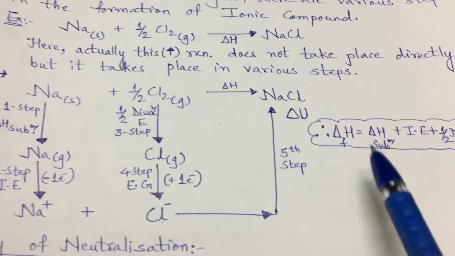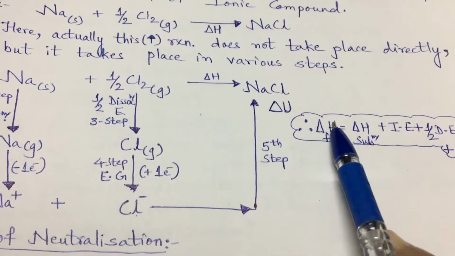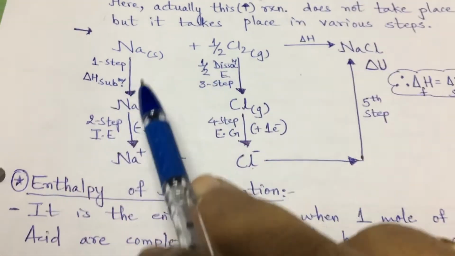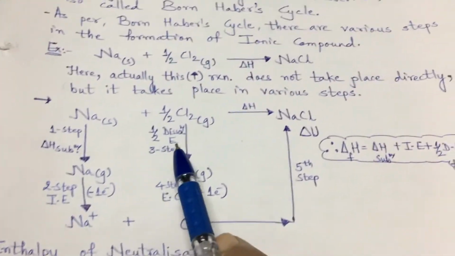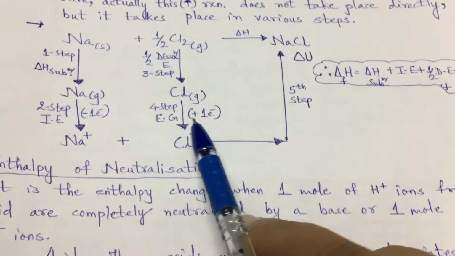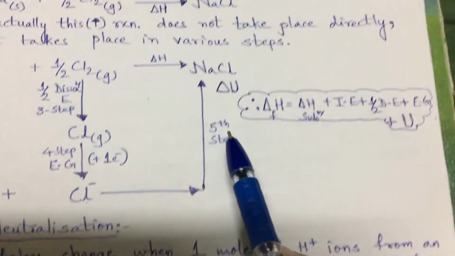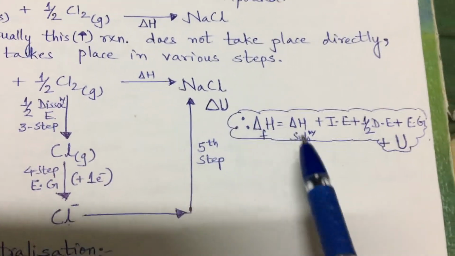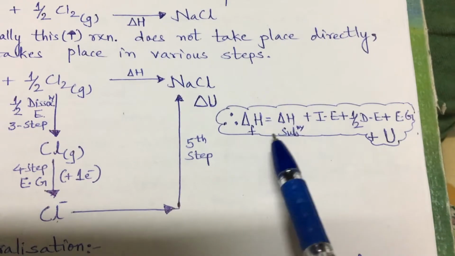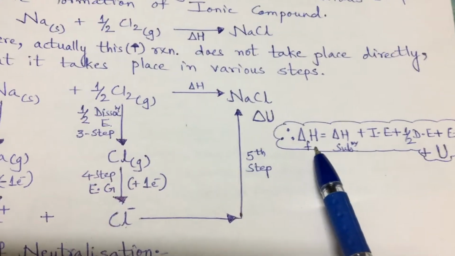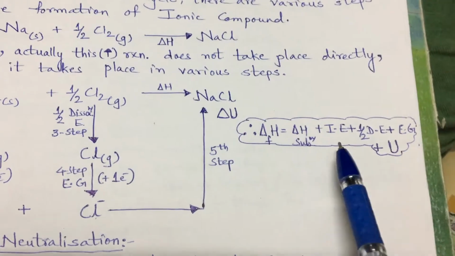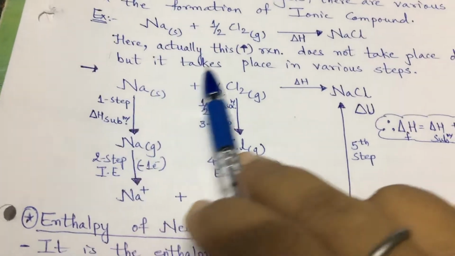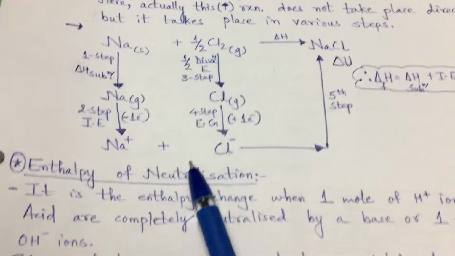So here what we can say, enthalpy of formation is equal to step 1, sublimation enthalpy, plus ionization energy, plus dissociation energy, plus electron gain enthalpy, and fifth is the enthalpy of lattice formation, U. So all together will be the summation to give the enthalpy of formation, right? Here also the Hess law is supporting the summation of all the heat changes, right? So this is completely considered as Born-Haber cycle.